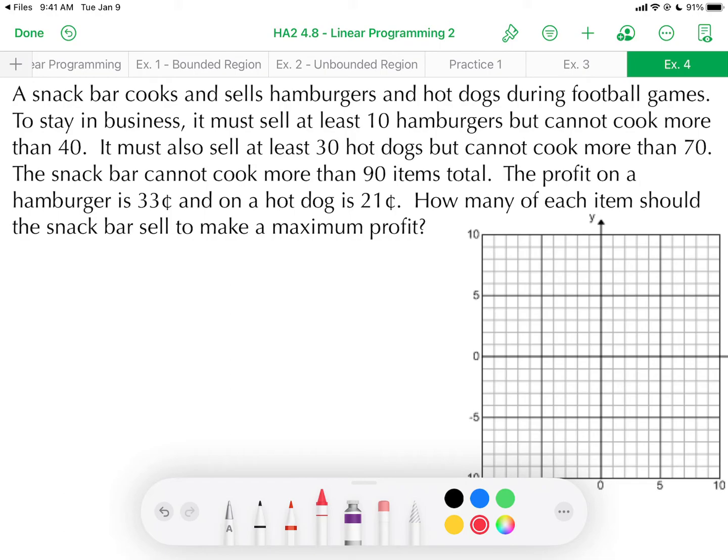Okay, what do we want to make our variables? Okay, I like X and Y. What do you want to make X? Okay, number of hamburgers. Y is number of hot dogs.